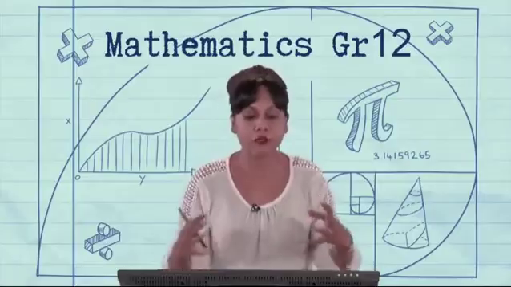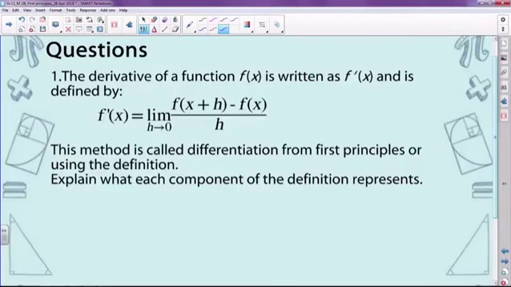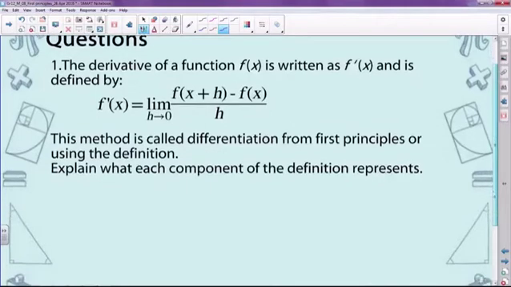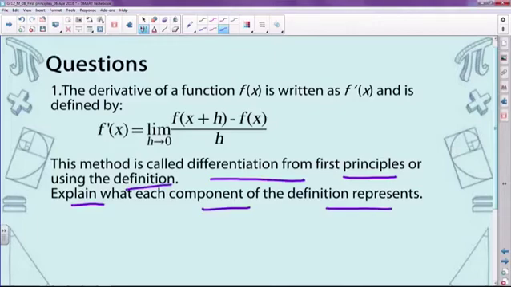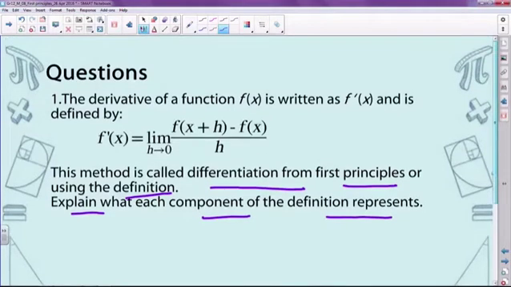All right, so we start by looking at the derivative function, and this is the formula that you would all be used to by now if you've been doing first principles. When you get this formula, it's called differentiation from first principles or using the definition. And I said to you, explain what each component represents. All right, so let's go through it one by one. Let's start with f dash x, or f prime x, and what that represents.